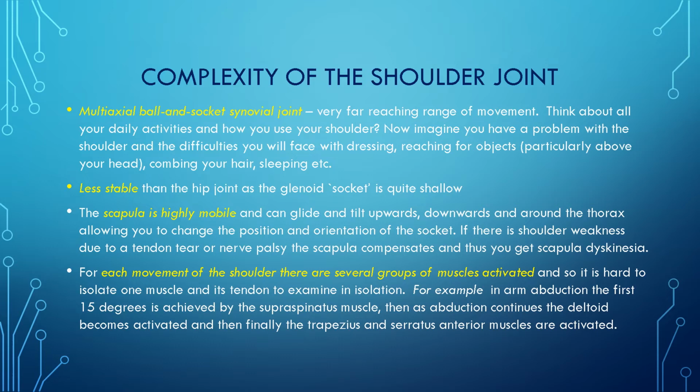And so when, for example, examining the supraspinatus muscle, it's possibly best just to keep the arm at 15 degrees or less abducted, so that you're not examining the deltoid when you're checking for resistance testing and any weakness.